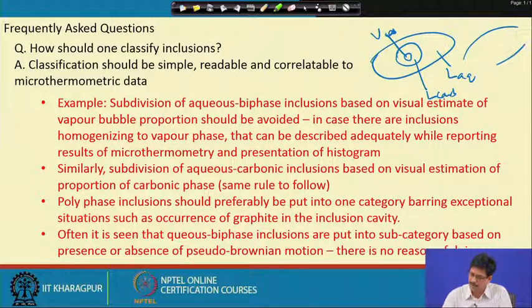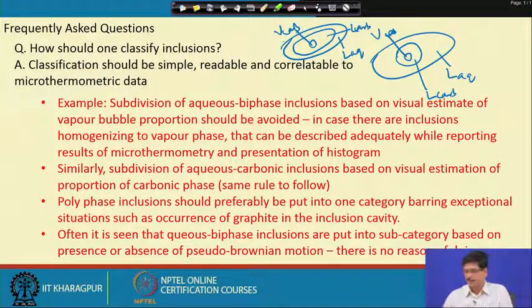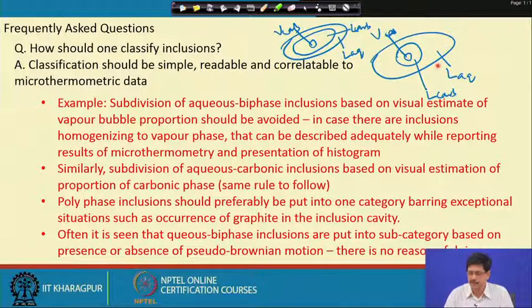And suppose there is another inclusion over here, which has aqueous, this is L carbonic, and this is V carbonic. So, it may so happen that visually these two inclusions have different proportions of the carbonic and the aqueous liquid.